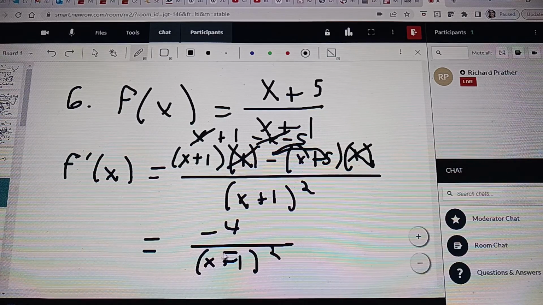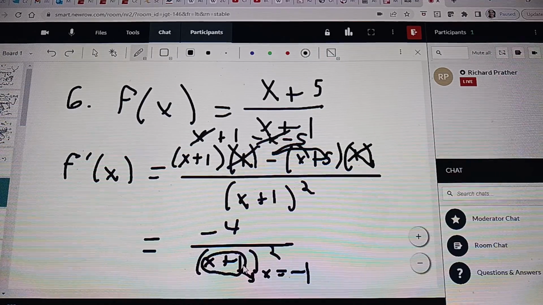The derivative could be undefined whenever the bottom is 0. If the bottom of the fraction is 0, then the function's undefined. And this x plus 1 would equal 0 if x was negative 1, because then negative 1 plus 1 would be 0. 0 squared is 0. The bottom would be 0. That would be undefined. So negative 1 could be a critical number because it's an x value that makes the derivative undefined.